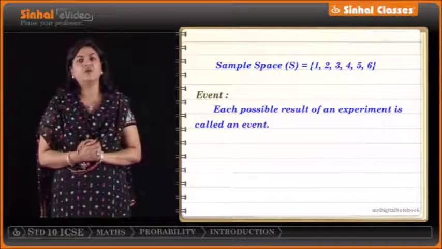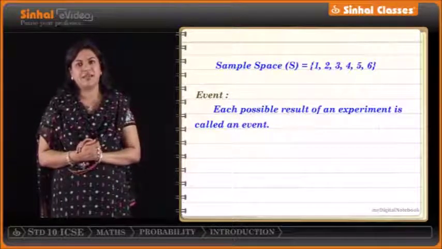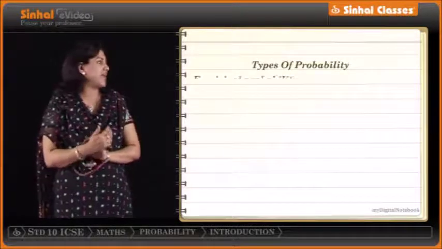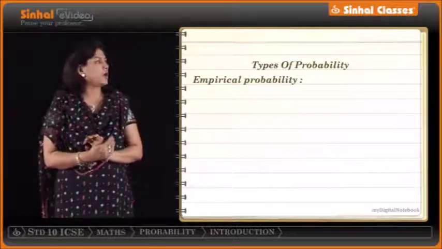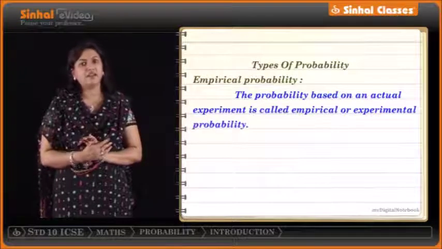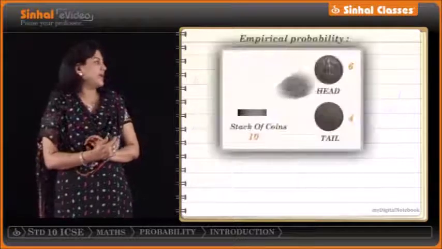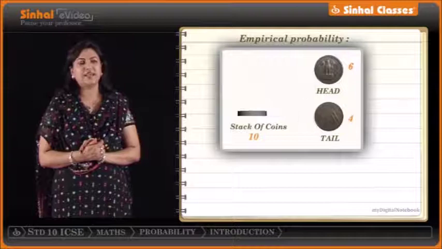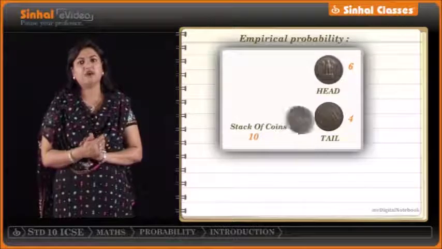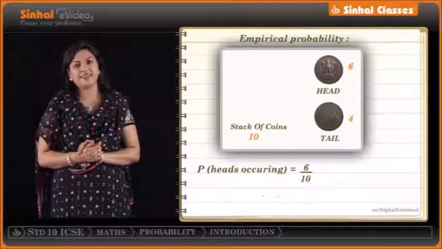Now, we've already seen what we mean by probability. It's simply the chance that something may happen. We have 2 types of probability. The first one is empirical probability. The probability based on an actual experiment is called the empirical or the experimental probability. Let's take an example here. If a coin is tossed 10 times and we get 6 heads and 4 tails, then the probability of heads occurring is 6/10 and tails occurring is 4/10.